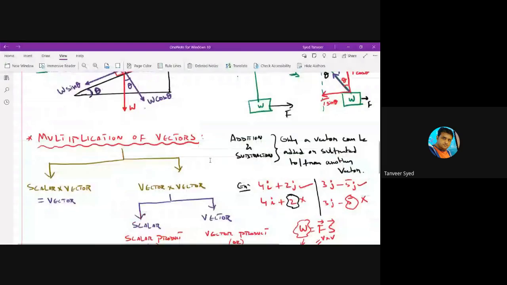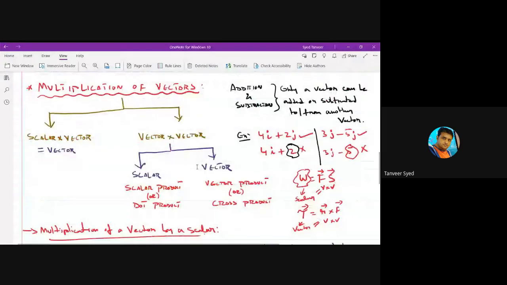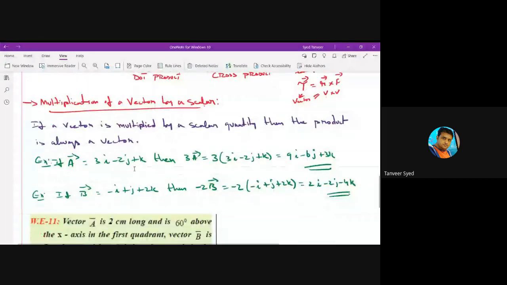Then multiplication of vectors. If a vector is multiplied by a scalar, the product will always be a vector, which we saw yesterday. It's just ordinary multiplication, nothing new.